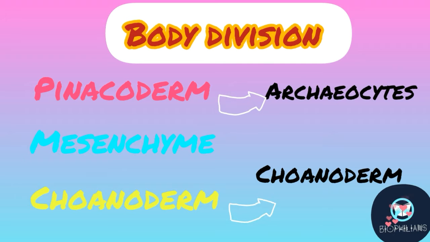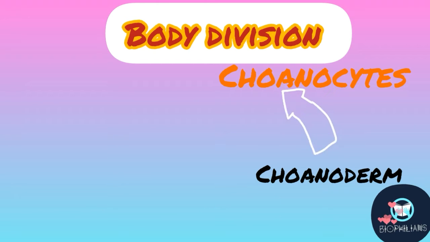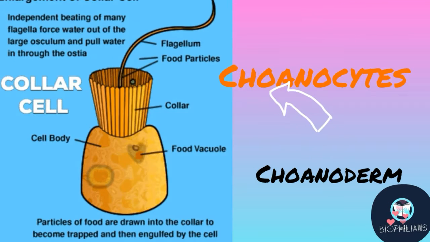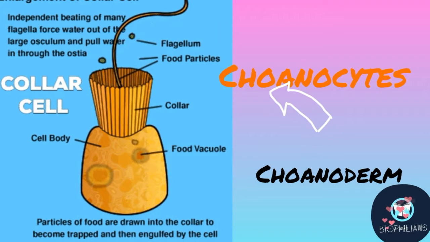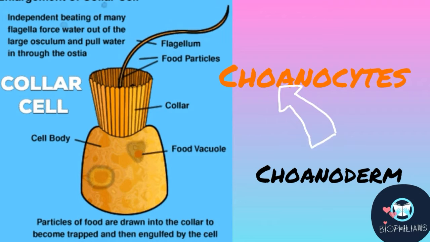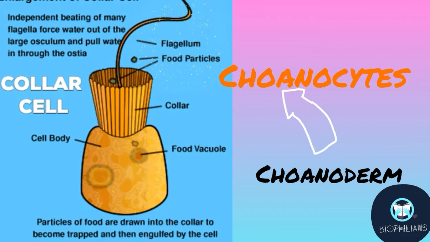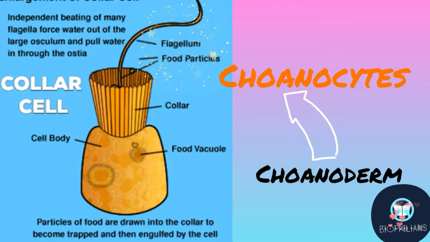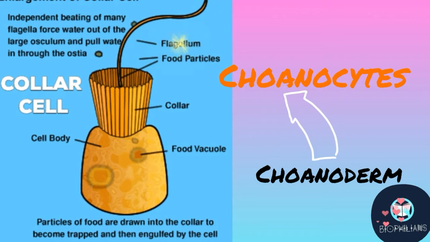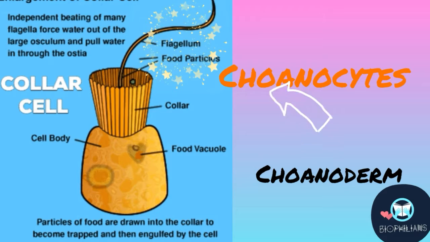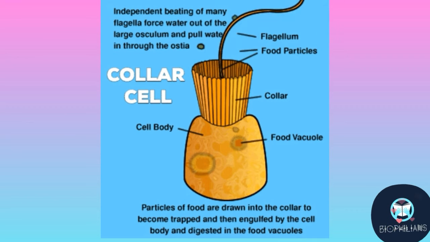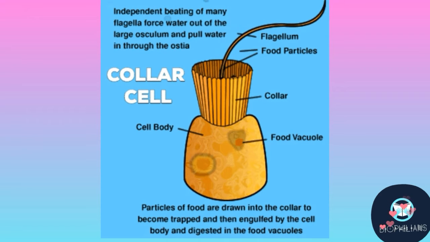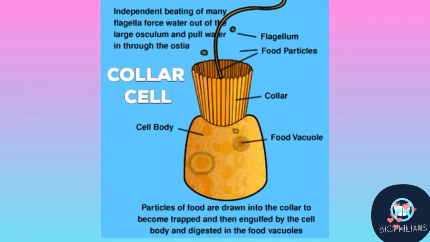Choanoderm contains choanocytes, also called collar cells. They are specialized cells that use flagella, pipe-like structures, to create a water current and trap food from the moving water. That is why they are non-motile, because they don't have to move in search of food.